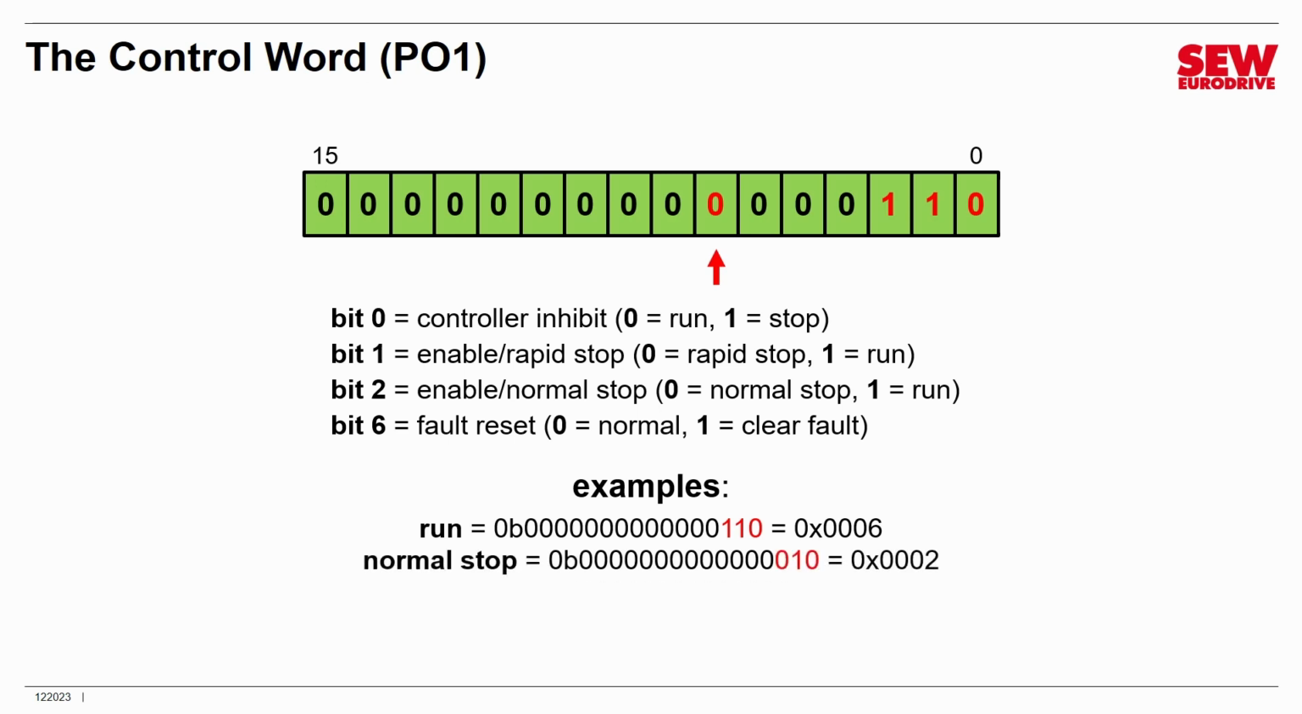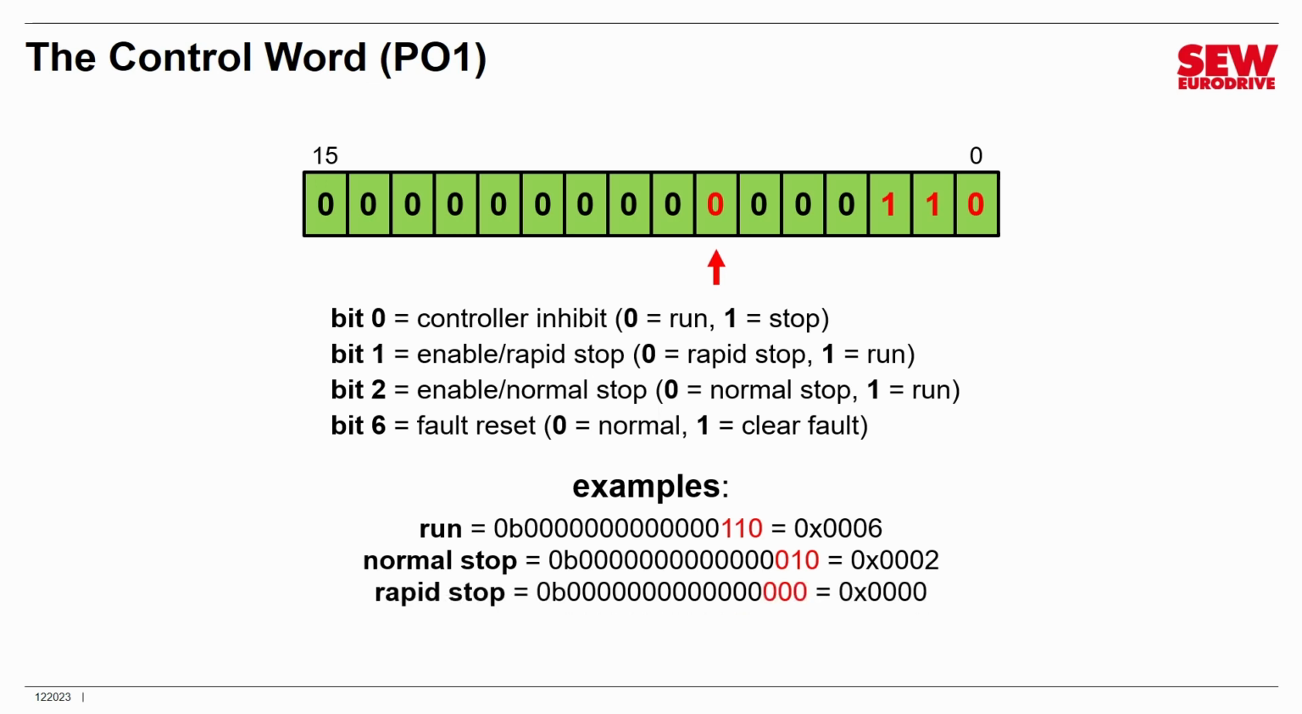If you want to do a normal stop, you send 010 in that word. That translates to hexadecimal 0002. Now, if you look at those bits there, the normal stop bit 2 is 0, so you're requesting a normal stop. Bit 1 is set to run, and bit 0 is also set to run. So that's how you request a normal stop, just by clearing bit 2.